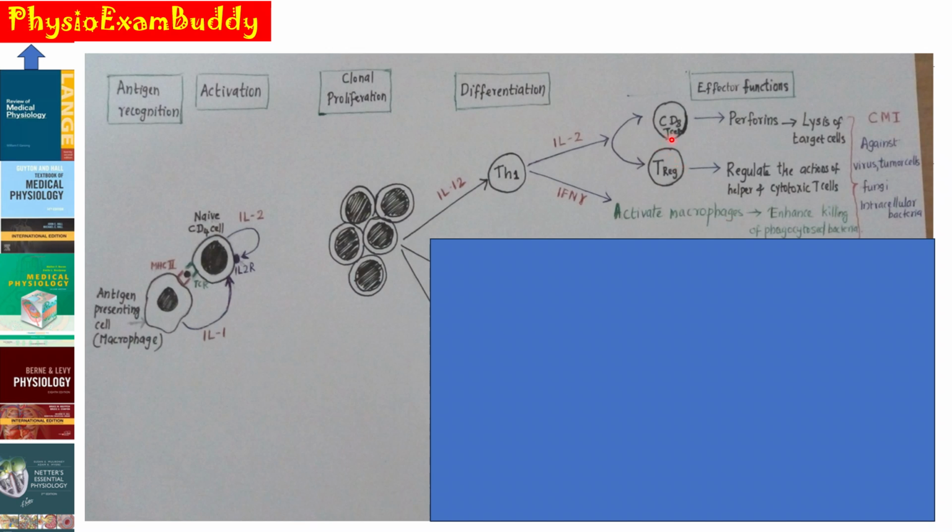Out of this, the CD8 T cells will secrete the perforins, which cause the lysis of the target cells, whereas the T regulatory cells will regulate the actions of the helper as well as cytotoxic T cell, and the interferon gamma, which activates the macrophages, will enhance the killing of the phagocytosed bacteria. So by all these three mechanisms, the cell-mediated immunity will kill all the viruses, tumor cells, fungi as well as intracellular bacteria.